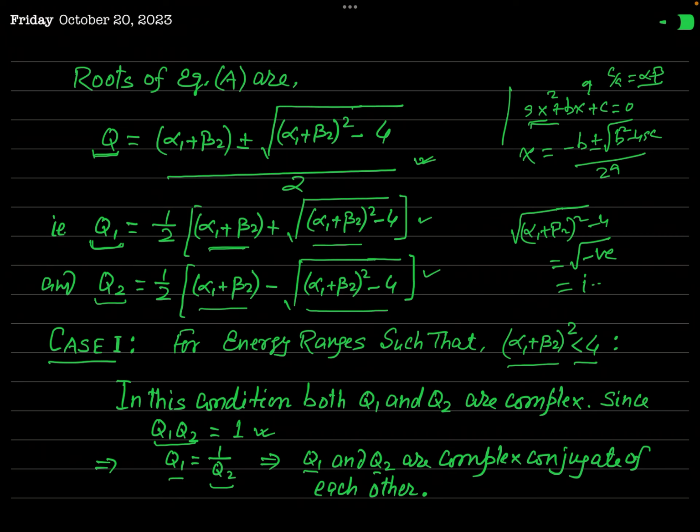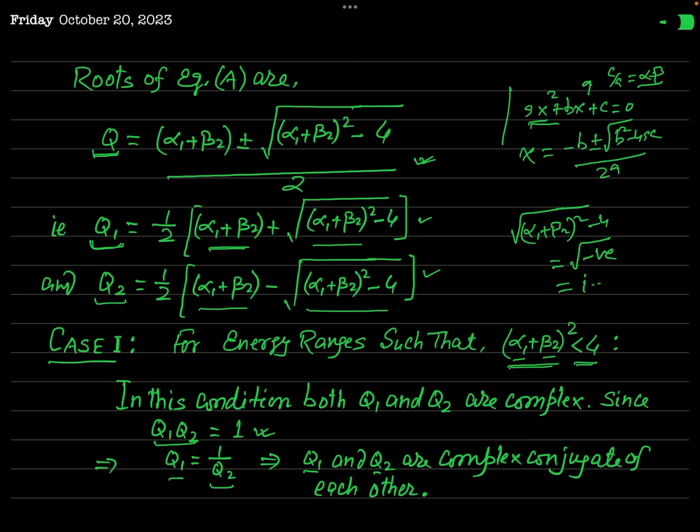Okay. So one thing we get here is that when we assume that energy has such a value, because you know the values of alpha 1 and beta 2 depend on energy E, so if the energy of the electron has such a value that this term (alpha 1 plus beta 2) whole square is less than 4, then both roots of this quadratic equation are complex, and they are also complex conjugates of each other.